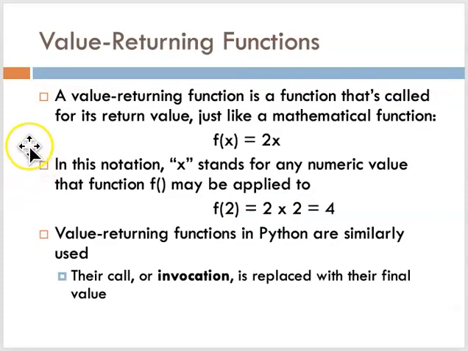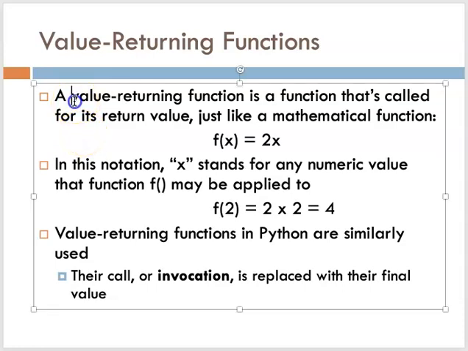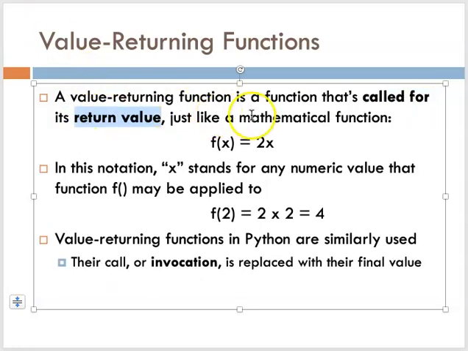Now, some functions return values, as we saw, as well, with the f of x, right? It returned the square of some value that it had. And a value returning function is basically a function that's called for its return value. It's literally, the purpose of it is that you want the return value. That's the main thing. And it's just like a mathematical function in this case.